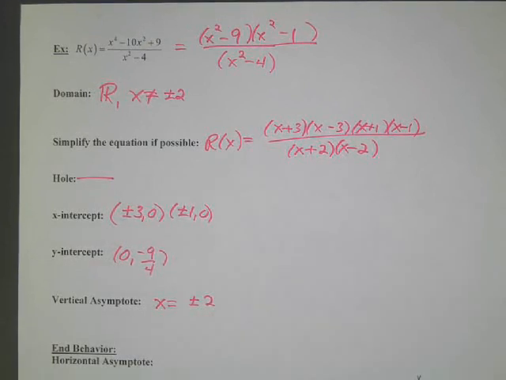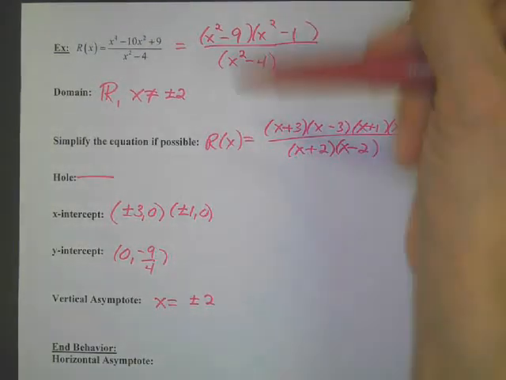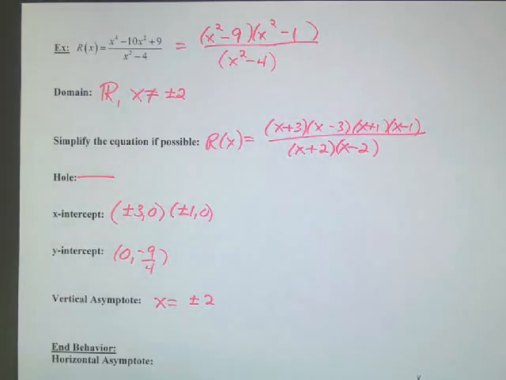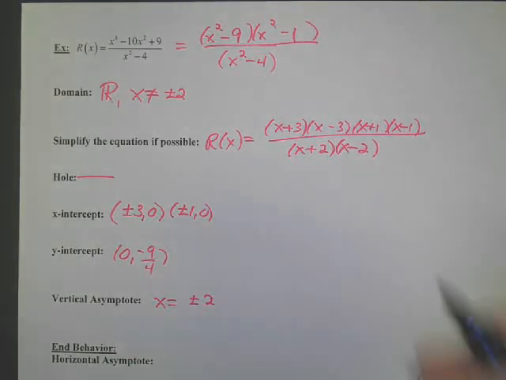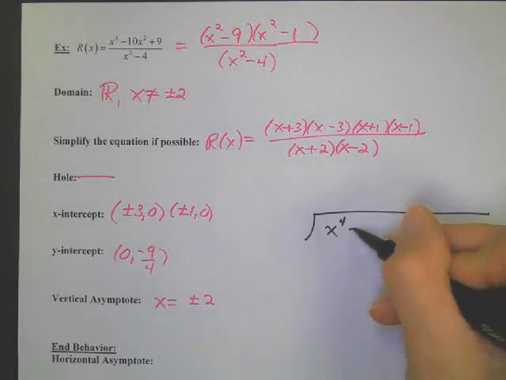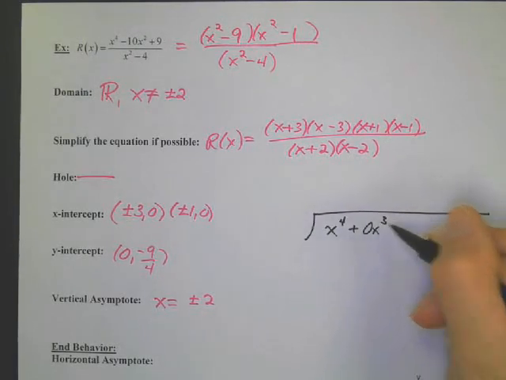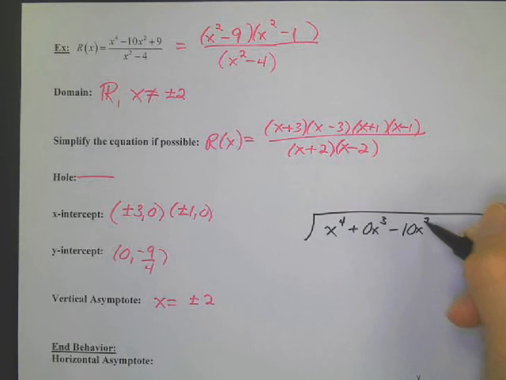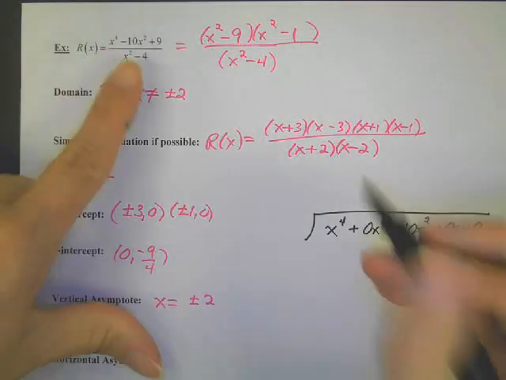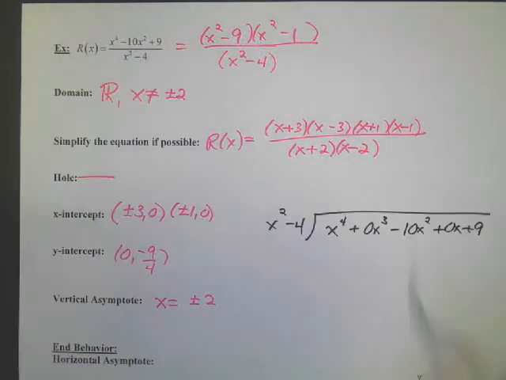And let's talk about end behavior, examining the powers. The degree on top is 4, the bottom is 2, so what do we have to do? That's right, long division. Let's go ahead and put some x's in the divide box: x to the 4th plus 0x cubed minus 10x squared plus 0x plus 9. The divisor does not need x's, just leave it like it is, and let's look.